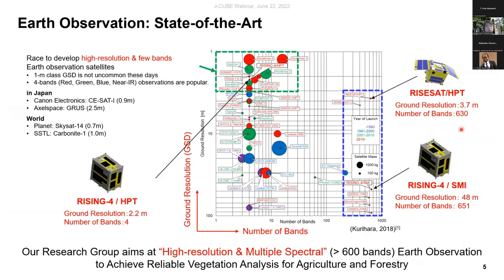This graph shows the relationship between the ground resolution and the number of observation bands for Earth observation satellites. These days, a severe race to develop high resolution and few-band Earth observation satellites is ongoing worldwide. However, we believe that it is difficult to achieve reliable vegetation analysis for agriculture and forestry with such few band observations. So we are developing satellites with higher resolution and multi-spectral observation of 600 bands or more.